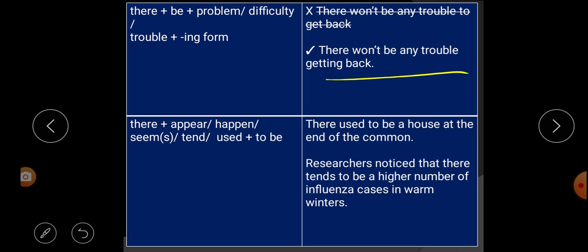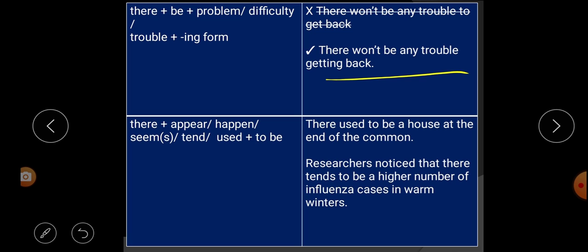So let us follow the rule. First of all, introductory there. Thereafter, be form. I have told you that we can use either the be form or the modal form. So here, won't is the modal form. Next, among these three words we have taken trouble. Next, the ing form is getting back. So there won't be any trouble getting back.